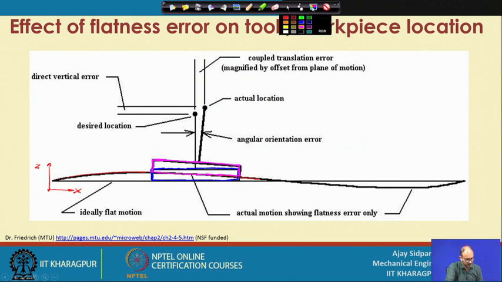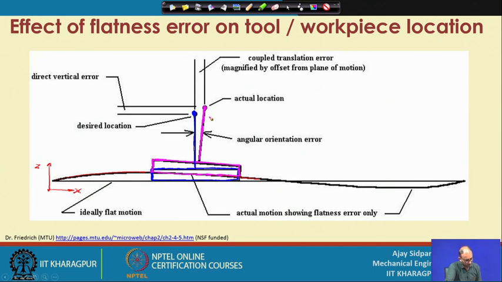So, in the first case, suppose you have a tool position, this is the actual location of the tool. But because of this flatness error in the x direction, what are we getting? We are getting a shifting of this particular axis and this is our actual position. This is the desired location, but because of this flatness error in the x direction, you are getting this problem.